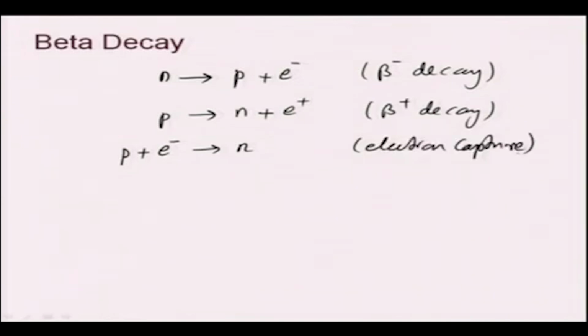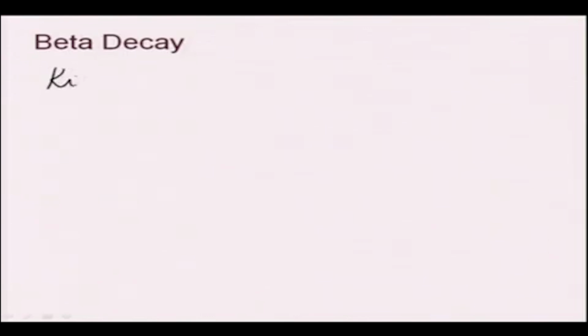At the level of the nucleons, the beta decay and the associated reactions are in terms of neutron and proton converting into each other, with the emission or absorption of an electron or positron. So, now let us come to the kinematics.